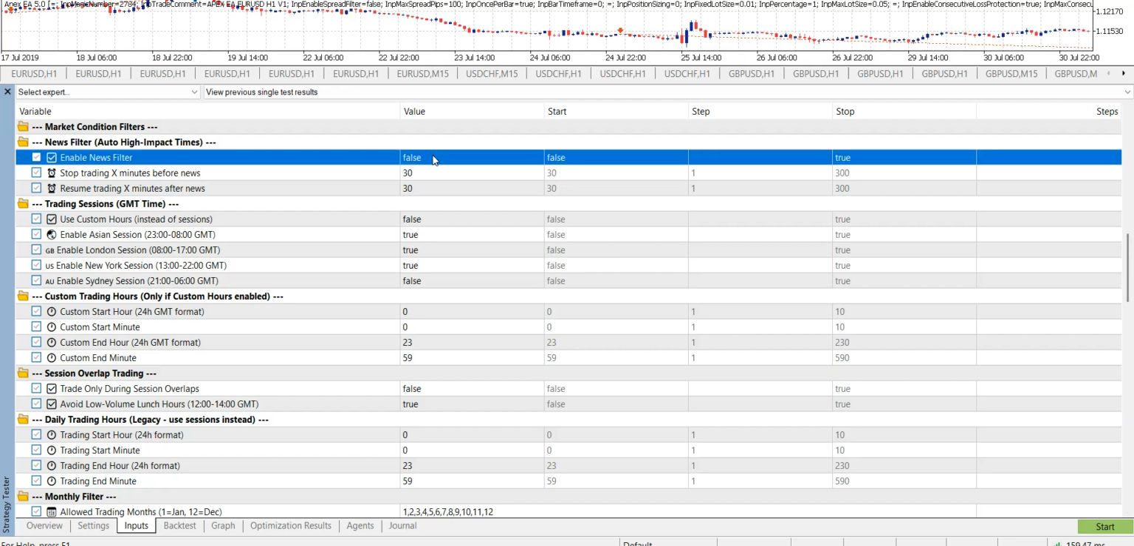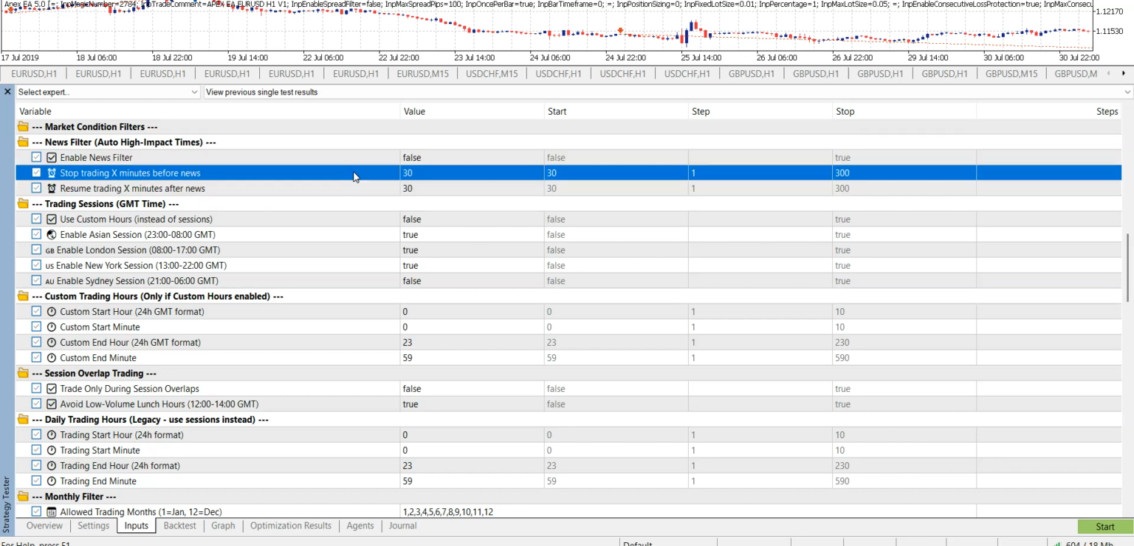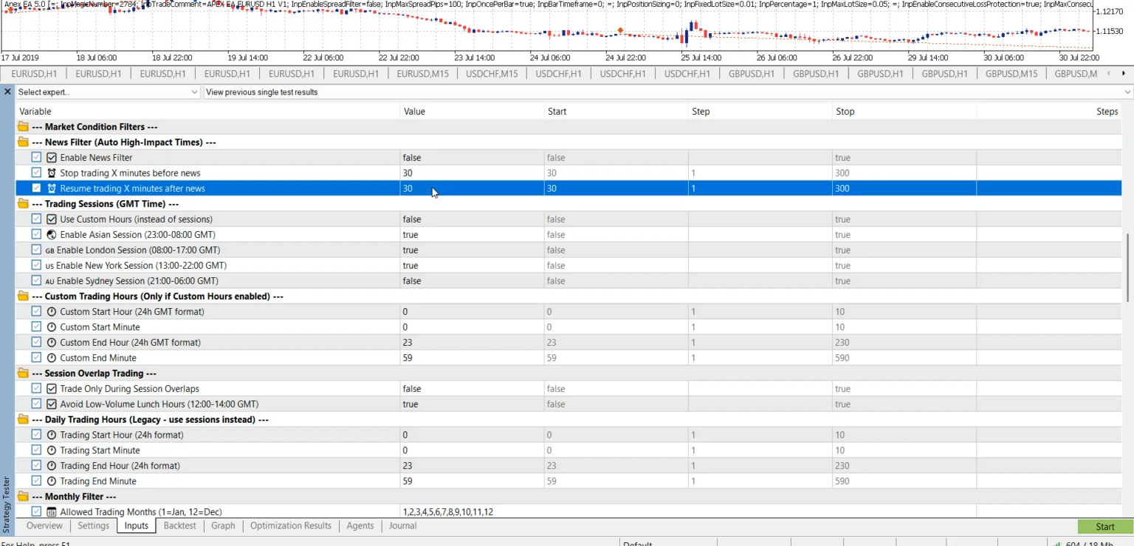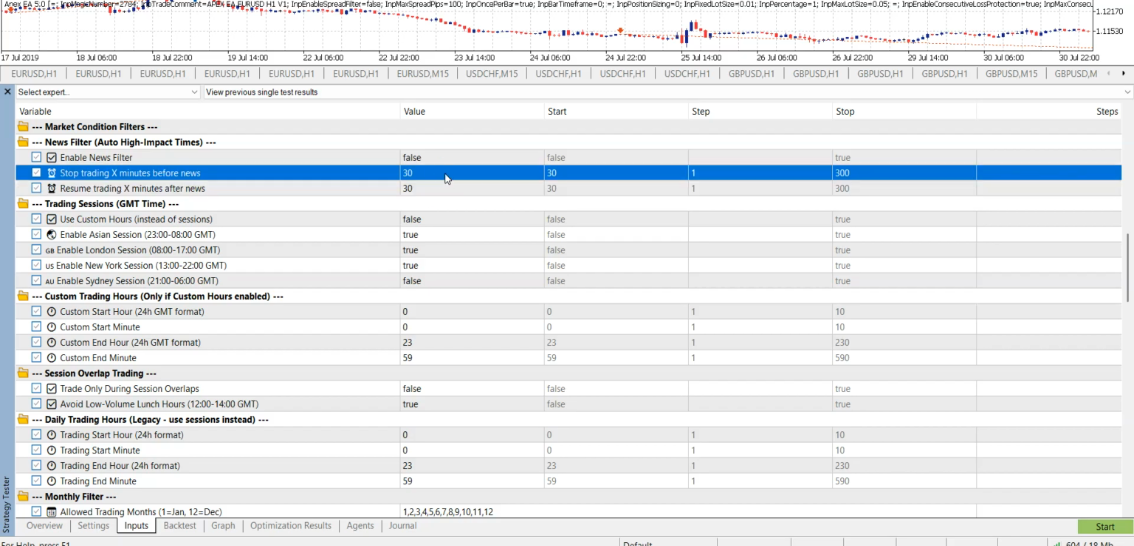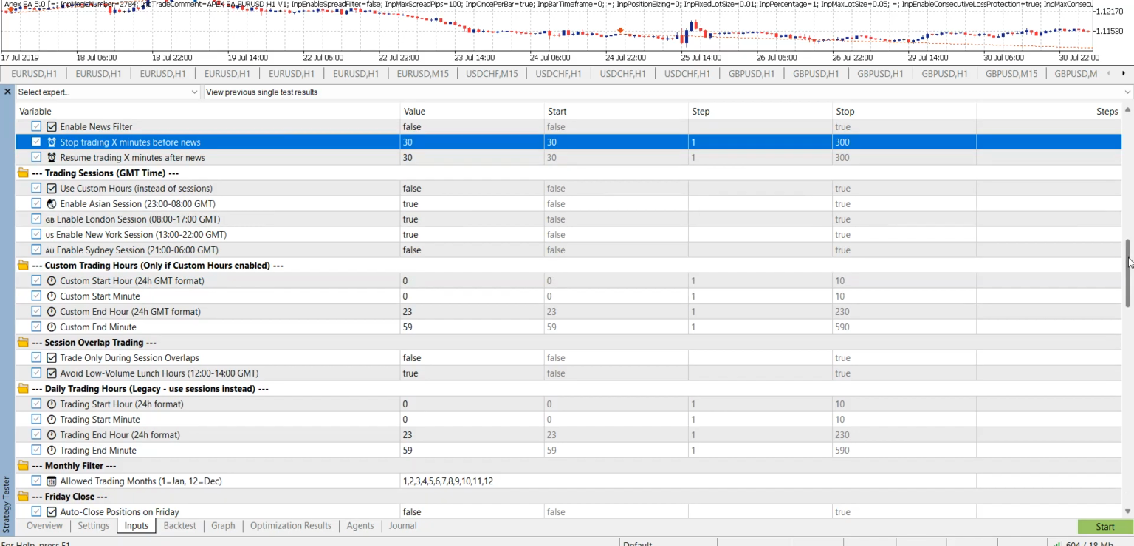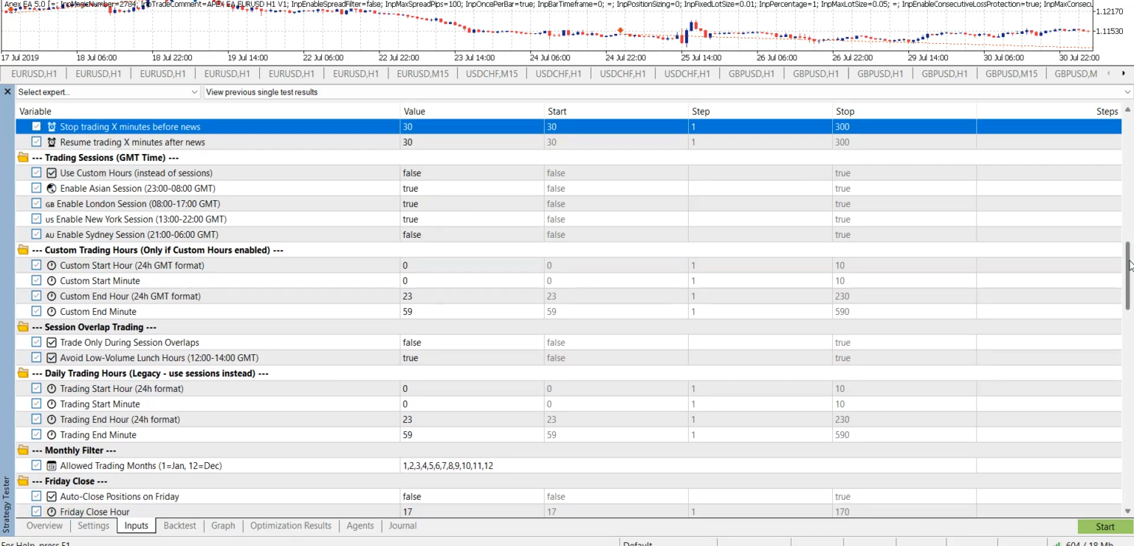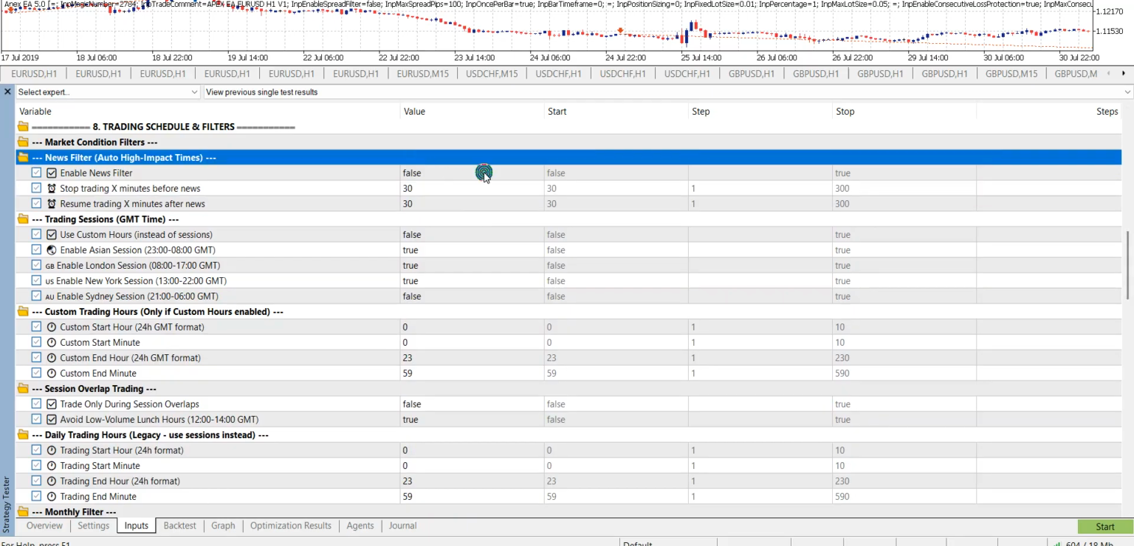Something that you all really requested for a long time is a news filter. So you can stop trading X amount of minutes before and after news, which is great. The EA can't take trades in that range, and it is for high impact news, which is mostly what's important for prop trading and retail trading. So yeah, now we have this in the EA.